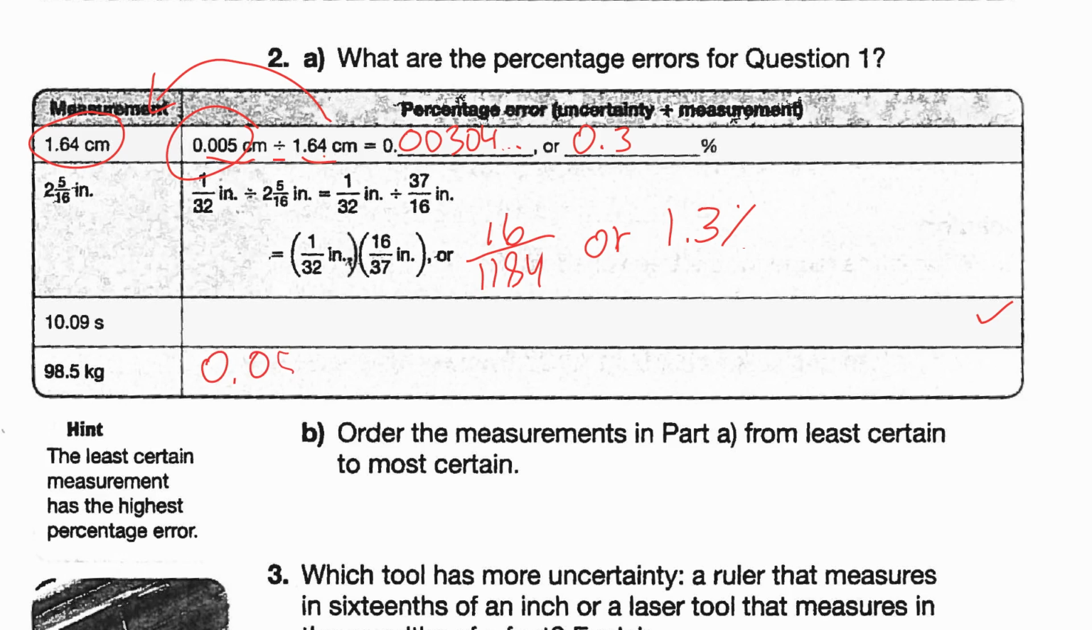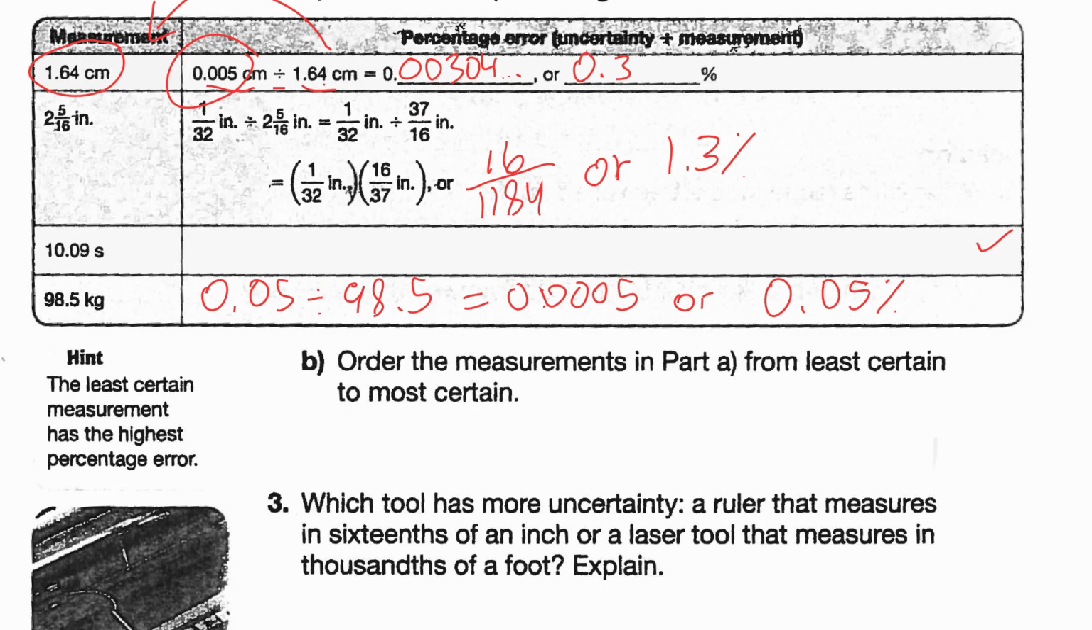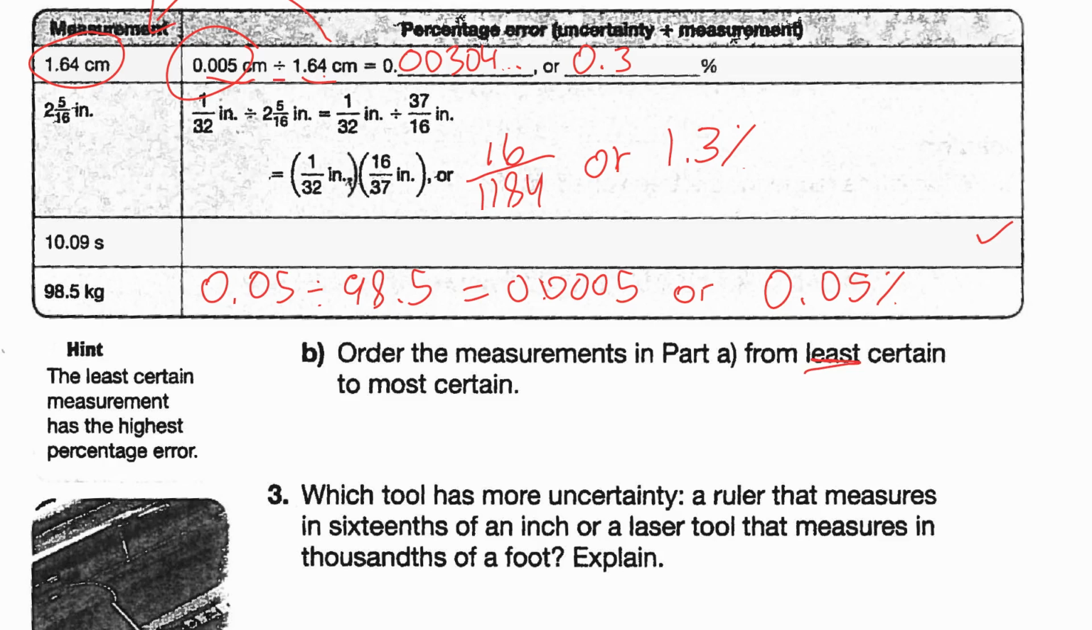My uncertainty was 0.05 divided by 98.5 equals 0.0005, or if I times it by 100, 0.05%. Good. Order the measurements in part A from least certain to most certain.